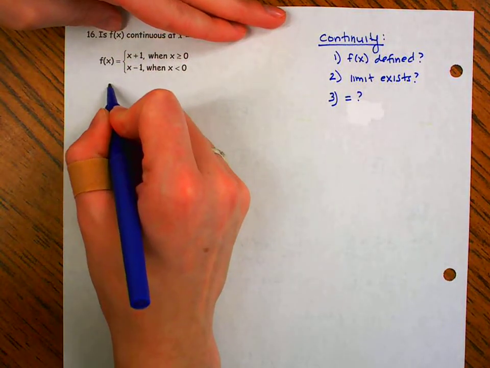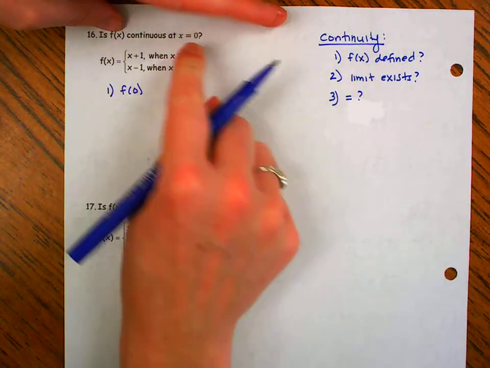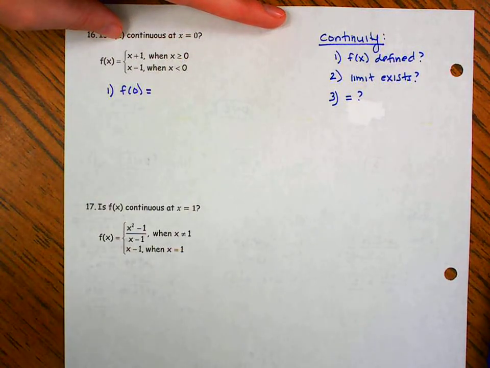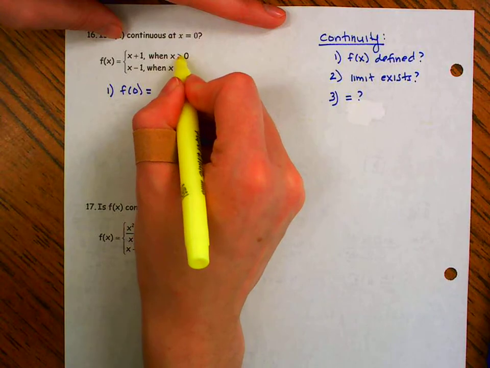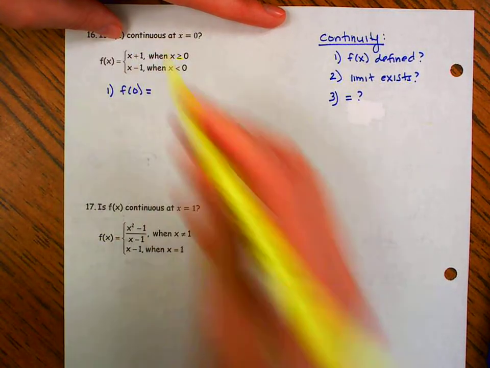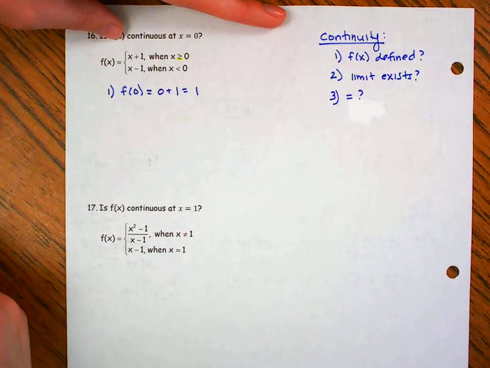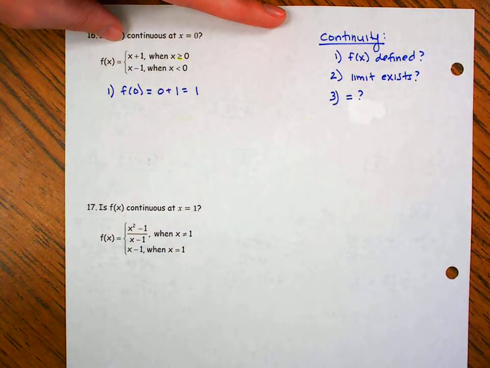The first thing I need to do is figure out what the function value is at 0, because 0 is where I'm figuring out if it's continuous. Well, notice that the equal sign is here. So this is when x is 0. So I'm going to use this top piece. Plug in 0 for x, and I get 1. So my function's defined. I have a numerical value.